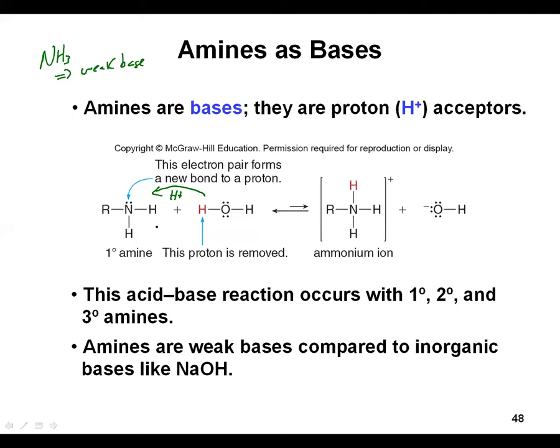The acid-base reaction occurs with all of the amines, the primary, secondary, and tertiary ones. Again, because they all fundamentally have a place for that H plus to come in, because they have these non-bonding electrons here, and that allows it to come in and bond. So amines are very weak bases compared to a strong base, like we've seen before, sodium hydroxide or potassium hydroxide. But again, since amines are basically derivatives of ammonia, they act more on the weak base side.